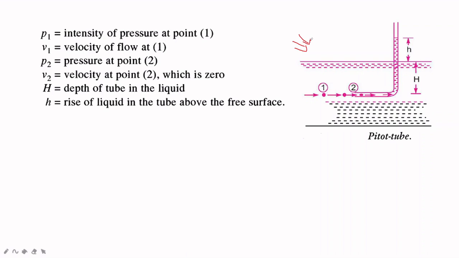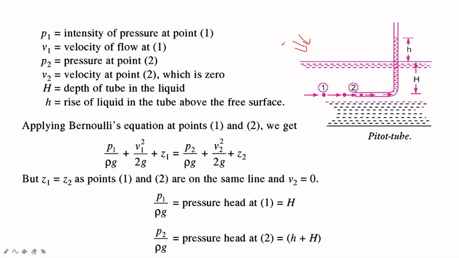Now we should apply Bernoulli's equation at points 1 and 2. P1 by rho g plus V1 square by 2g plus Z1 equals P2 by rho g plus V2 square by 2g plus Z2. Z1 and Z2 are at the same level, so they are the same, and V2 at point 2 is 0. P1 by rho g is the pressure head at section 1, and P2 by rho g is the pressure head at section 2, that is h plus H.